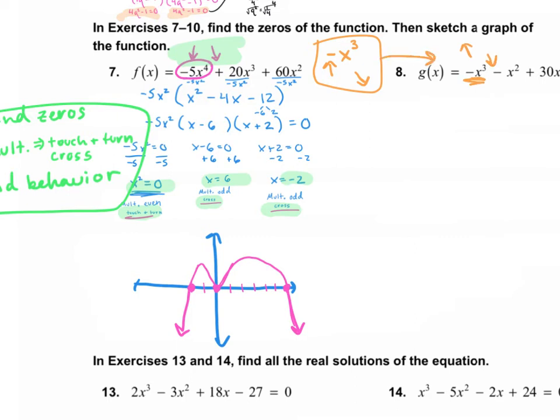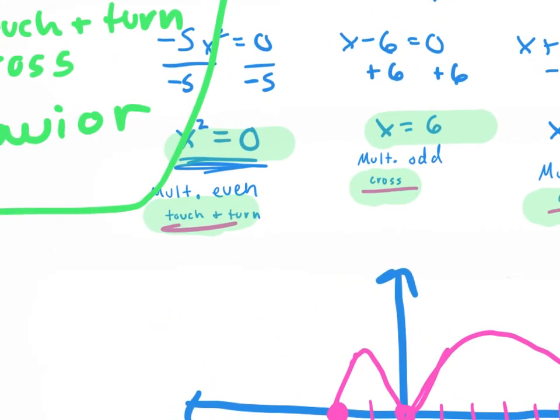Nat, what was your question? How do you know if it's a cross or a touch and turn? So if your multiplicity is even, it touches and turns. If your multiplicity is odd, then it crosses. And remember, multiplicity is how many times that number is our 0. So here, since we had x squared, that means we have 2 zeros, so that's why our multiplicity is even. So that's why it touches and turns. We only had 1 6, so 1 is odd, so that's why it crosses. Does that make a little more sense?